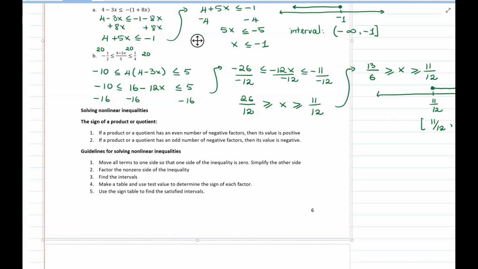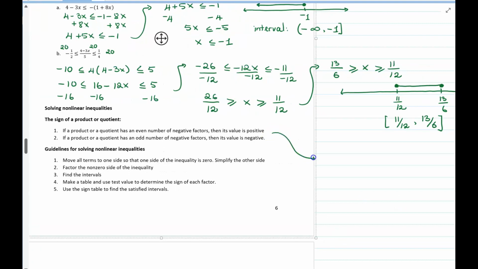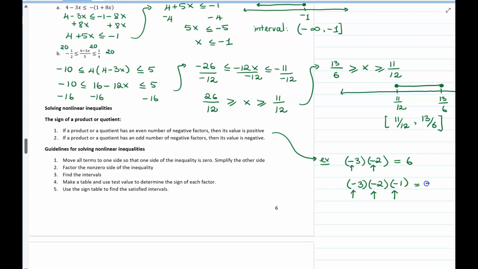So what does that mean? For example, look at negative 3 times negative 2. The number of negative factors here is 2. That is an even number, so the product here is positive. Whereas if we have negative 3 times negative 2 times negative 1, an odd number of negative factors, the result is negative 6. Keep that in mind, we will be using it for the next couple of problems.